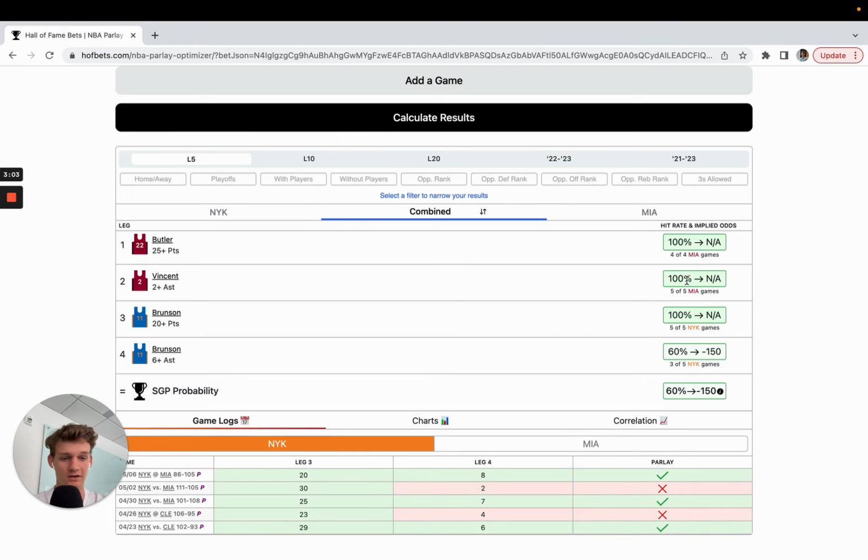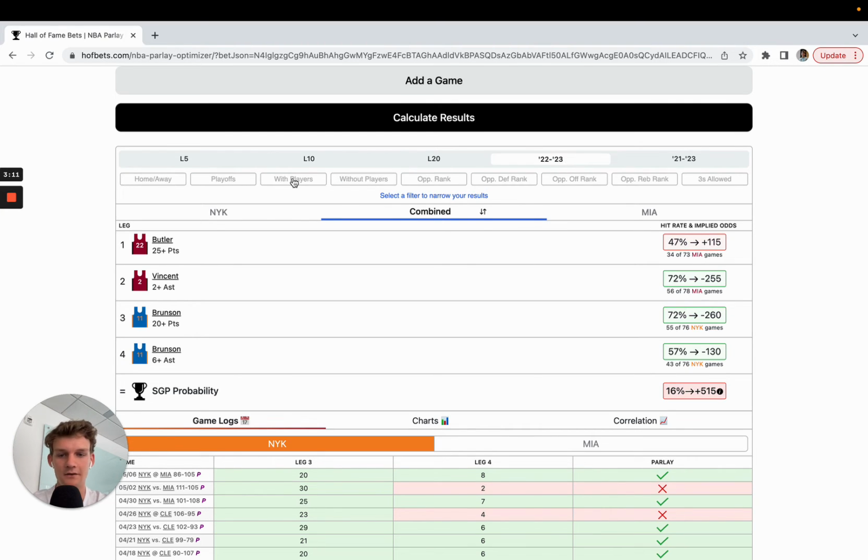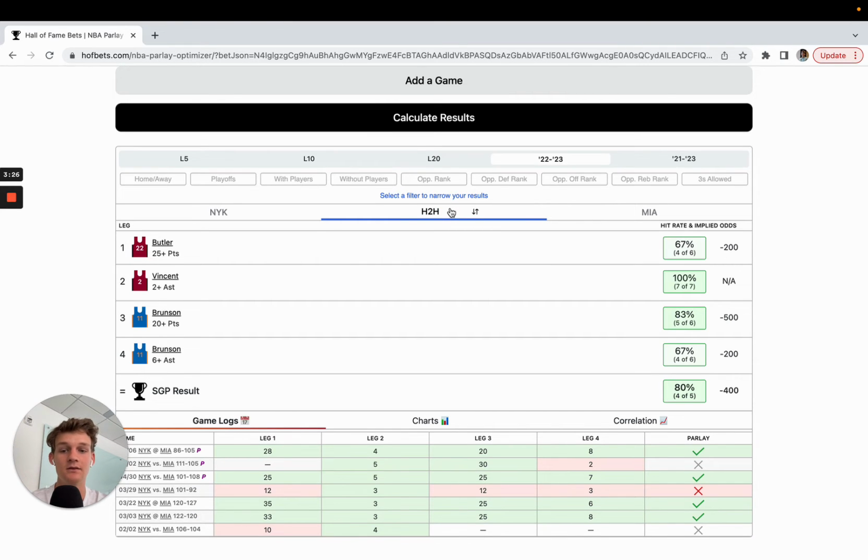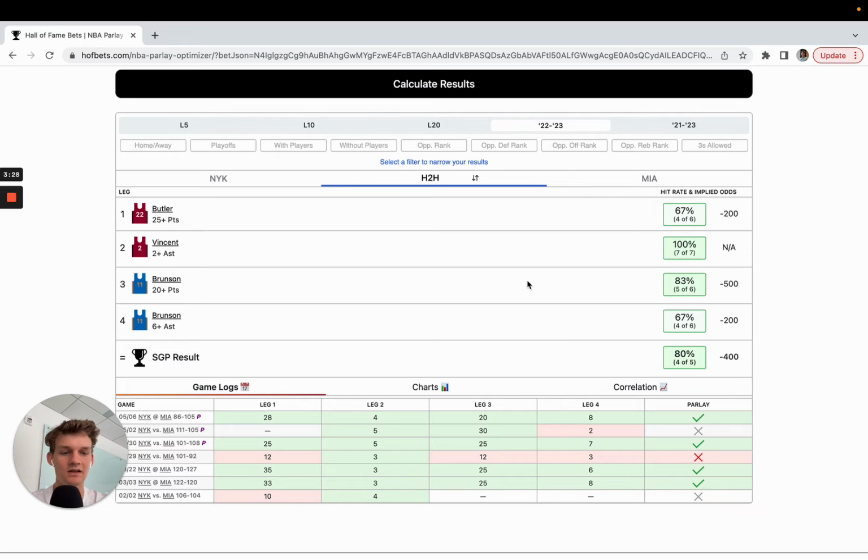Butler's hitting 100, Vincent's hitting 100, Brunson's hitting 100, and so super important to remember that you can look at different time frames within this as well, and then these other filters which we're going to get to later. But another important one that I think a lot of people miss with the Parlay Optimizer is obviously, yes, you have your combined view where they're giving you your percentages and your implied odds based on the season, but you can also look at head-to-head, and based on looking at head-to-head, we can see that this has some really good value because it's actually hitting 4 of the 5 games that they've played this season.